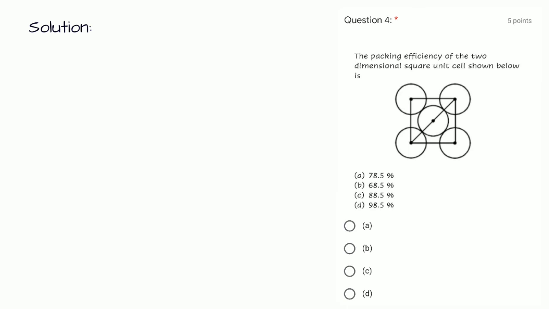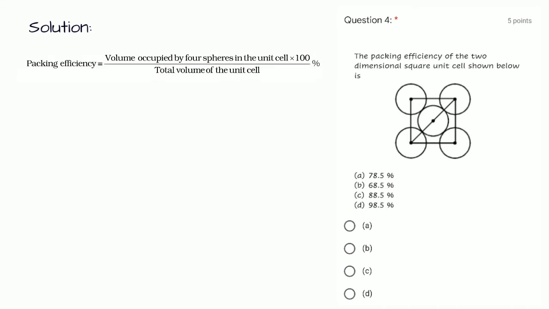In the next question, which is question 4, we have to find out the packing efficiency of a two-dimensional square unit cell. That means this is 2-dimensional, not 3-dimensional. We know that in case of a 3-dimensional structure, the packing efficiency is equal to the total volume occupied by the spheres present inside that unit cell divided by the total volume of that unit cell, into 100. But here the structure is 2-dimensional, so the packing efficiency equation will be different.